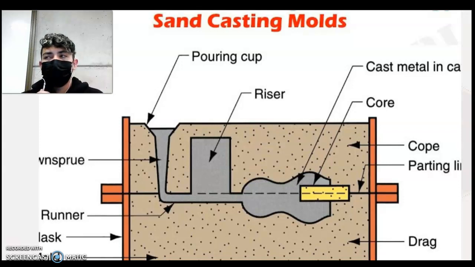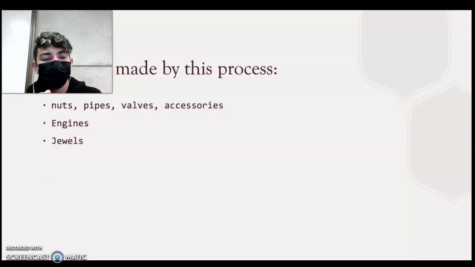I don't enter in more details because I don't want you to get bored. So this is important: the products that are made in this process. Most parts of machines are made with this process, because you can make really precise parts with really good mechanical properties. So you can make nuts, pipes, valves, and also accessories of machines.